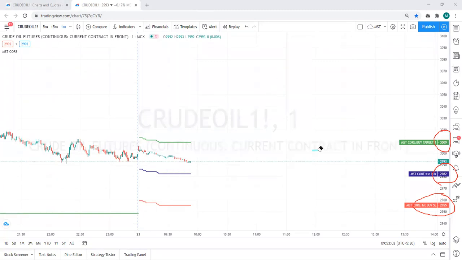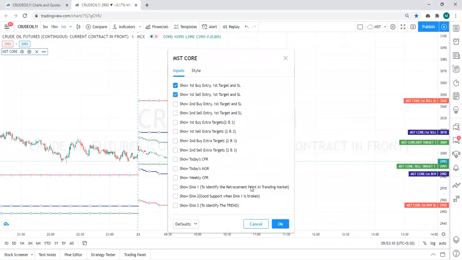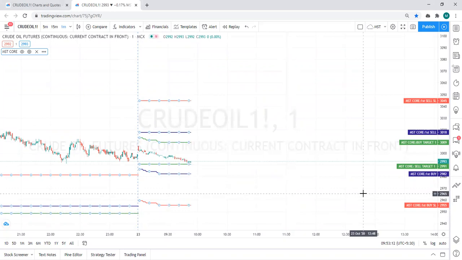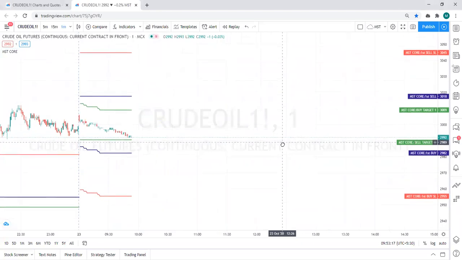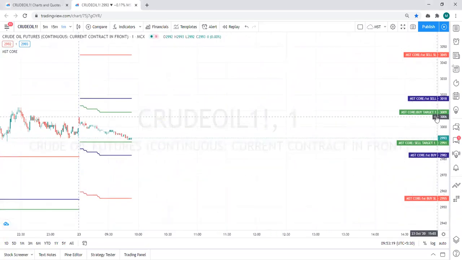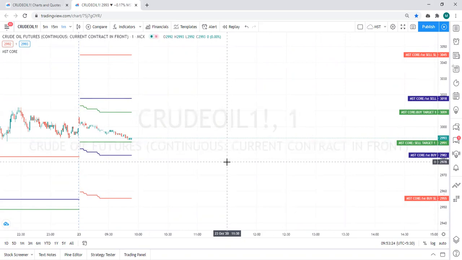Now let us see both the first buy and first sell together. For your convenience, I am showing both. See here: first buy at 2982 and first sell at 3018. None of the signals has got activated. The market is trading in between. If it comes to 2982, we will go for buy. If it goes to 3018, we will go for sell.